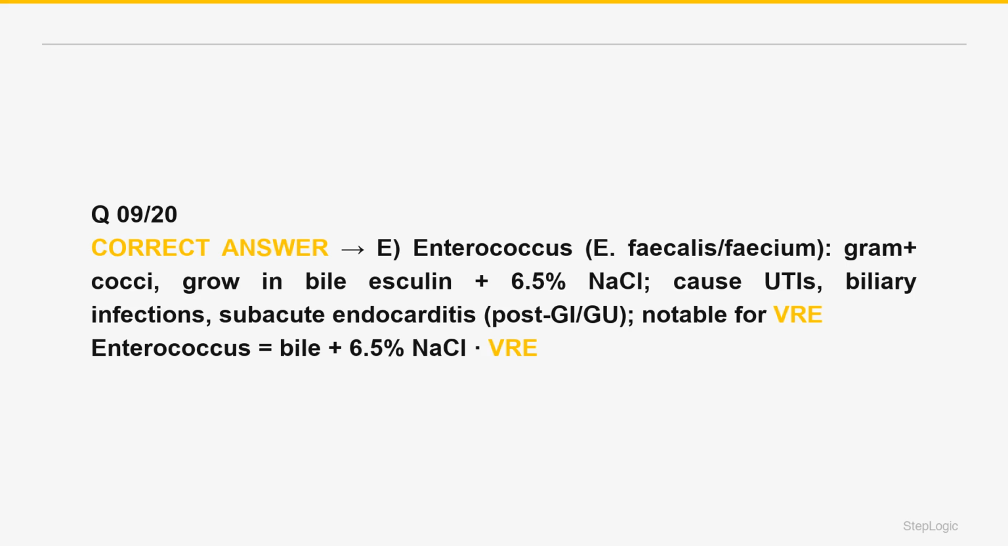Clinically, enterococci cause urinary tract infections, biliary tract and intra-abdominal infections, and subacute bacterial endocarditis, classically following GI or GU instrumentation procedures which release them into the blood. The major reason they are high yield is antibiotic resistance. Vancomycin-resistant Enterococcus, VRE, is an important nosocomial pathogen, with resistance via D-Ala-D-Lac, often requiring linezolid or daptomycin. Bile esculin positive, salt-tolerant gram-positive cocci causing UTI and post-procedure endocarditis, including VRE, are Enterococcus.